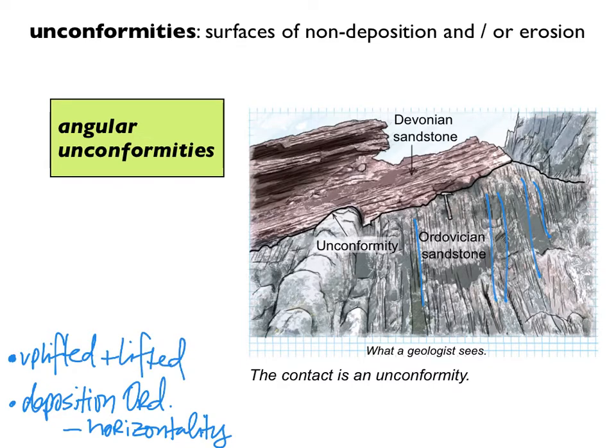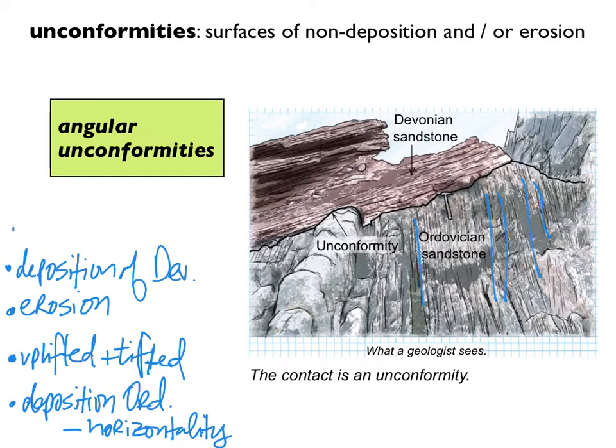After the tilting of those beds, erosion happened. Perhaps erosion was even happening as they were being uplifted and tilted. I wrote uplifted and lifted, so let me fix that: tilted. Then they had to have been eroded, and we know they had to have been eroded down to some flat low-lying area because now we've got new sandstone being deposited on top. Now we've got deposition of the Devonian sandstone, and lastly we have tilting of all of the rocks because the Devonian sandstones themselves are not horizontal.